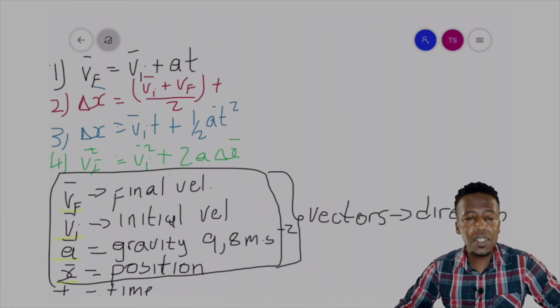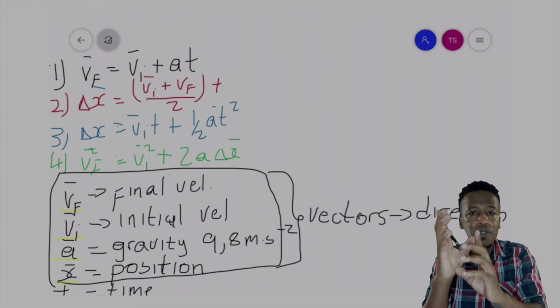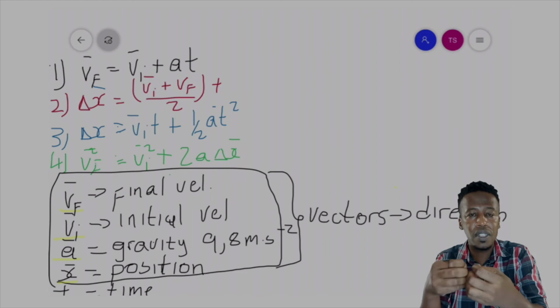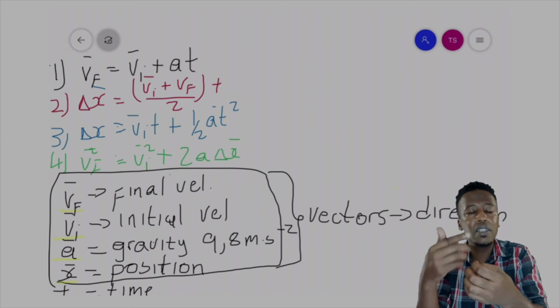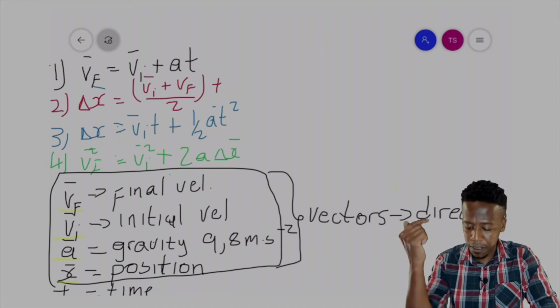But acceleration is always towards the ground, right? So acceleration is always negative. It's always negative because it's towards the what? It's towards the ground. So ideally, our acceleration or our gravity will always be negative 9.8 meters per second squared, right?